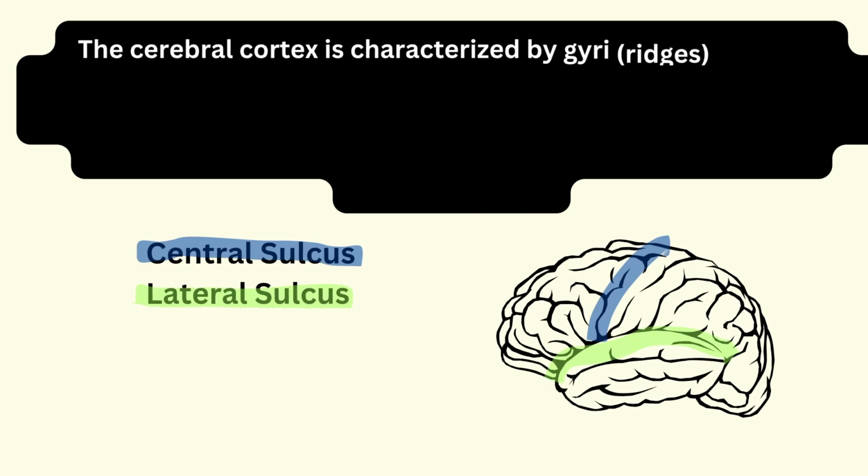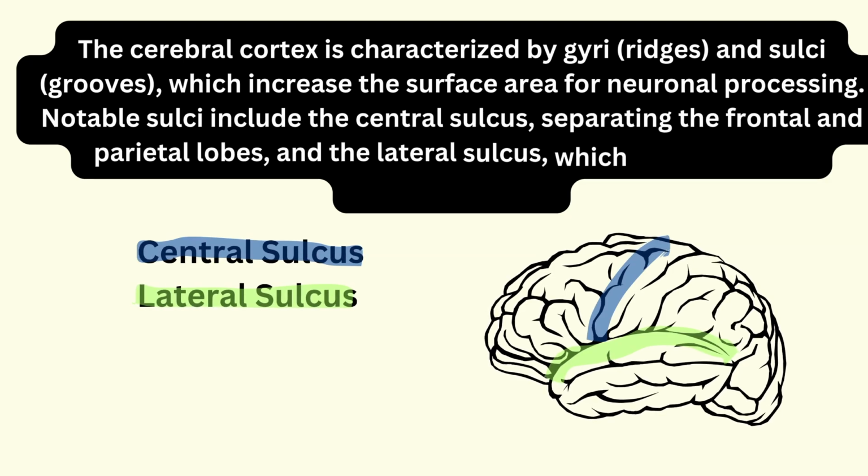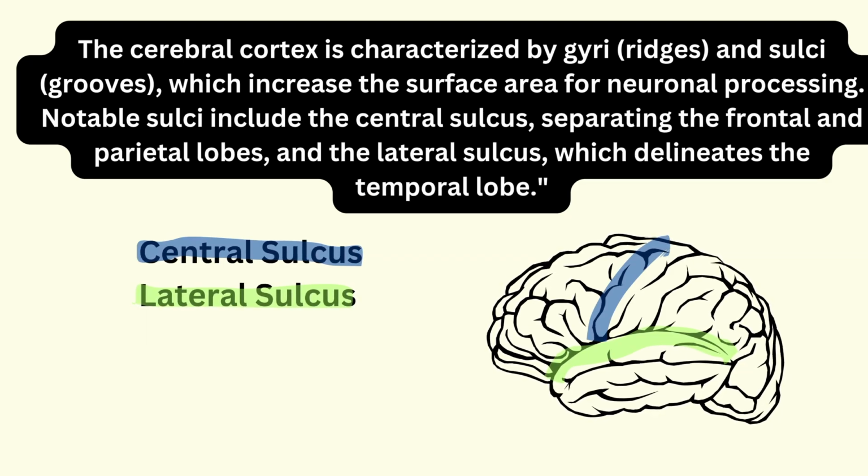The cerebral cortex is characterized by gyri and sulci, which increase the surface area for neuronal processing. Notable sulci include the central sulcus, separating the frontal and parietal lobes, and the lateral sulcus, which delineates the temporal lobe. Here we have them highlighted on an image of the brain.